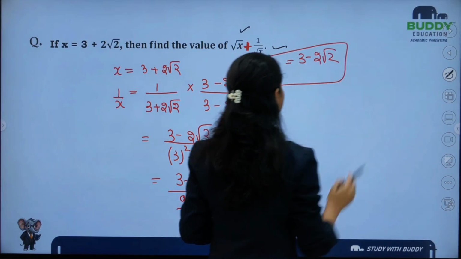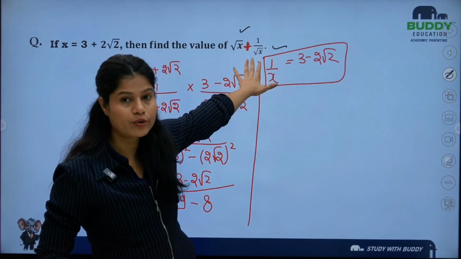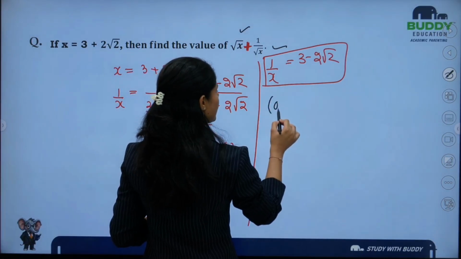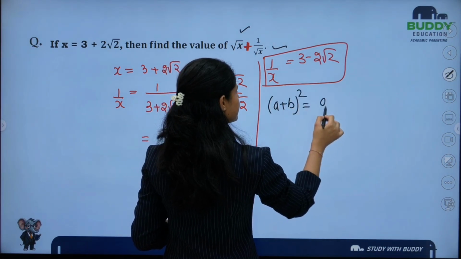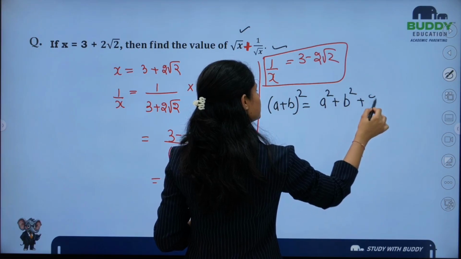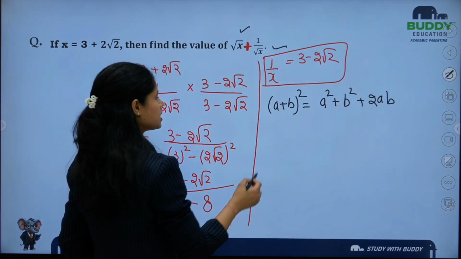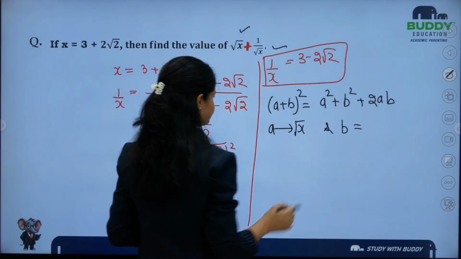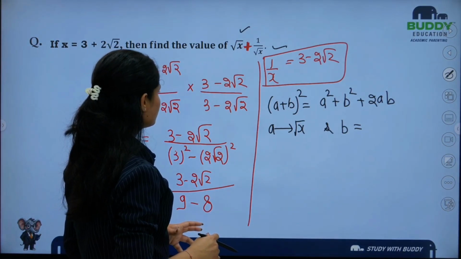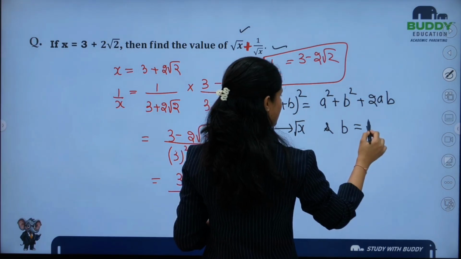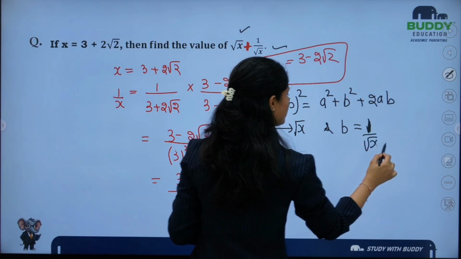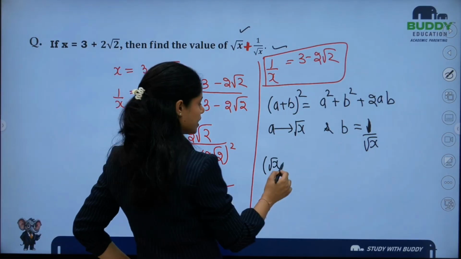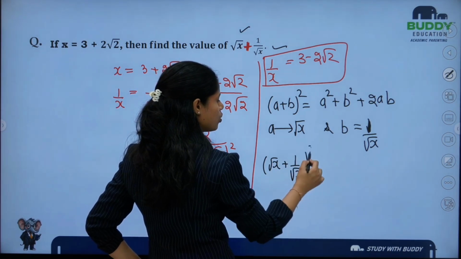Now what after this? We told you that there is no identity that has a square root, but we do have an identity that has a whole square, correct? So the identity of a plus b whole square is a square plus b square plus 2ab, correct? Now if you replace your a by root x and you replace your b by 1 upon root x, okay, what you are going to get over here is root x plus 1 upon root x whole square, correct?